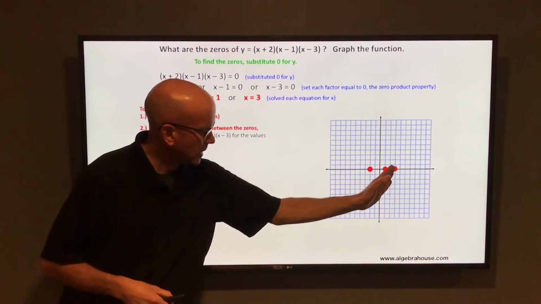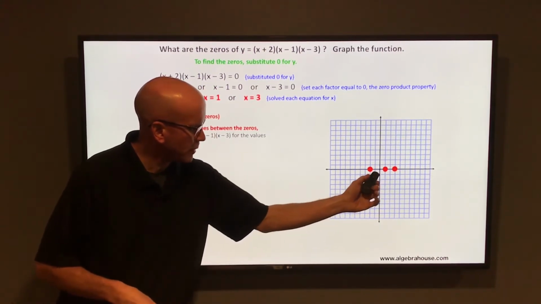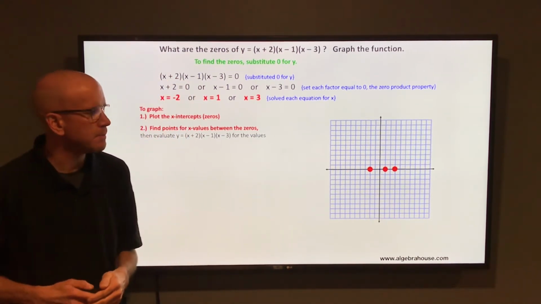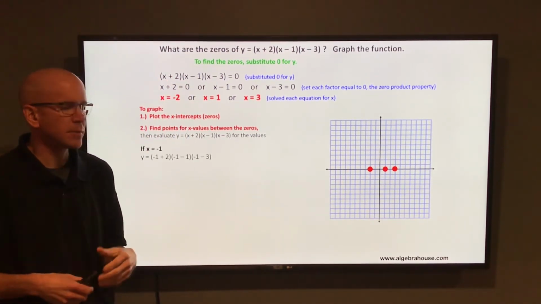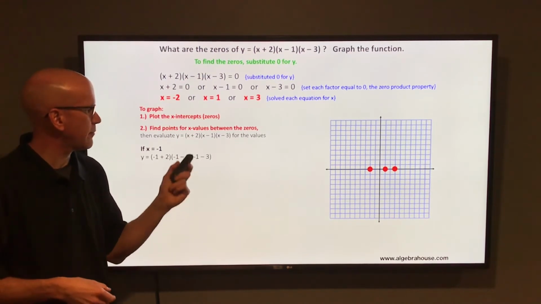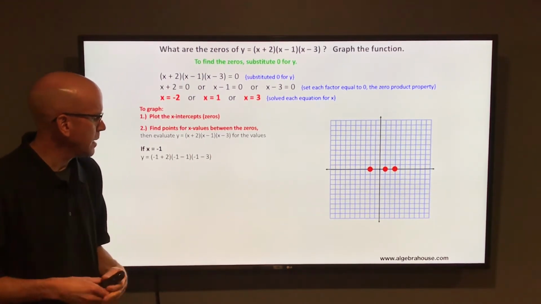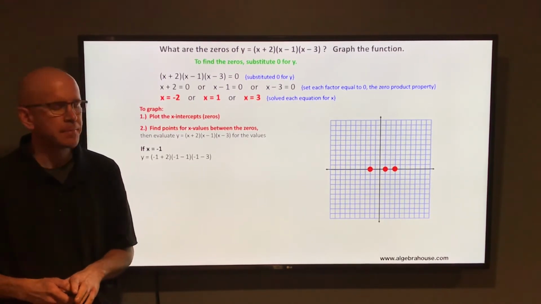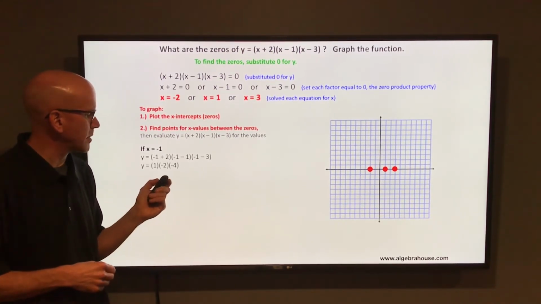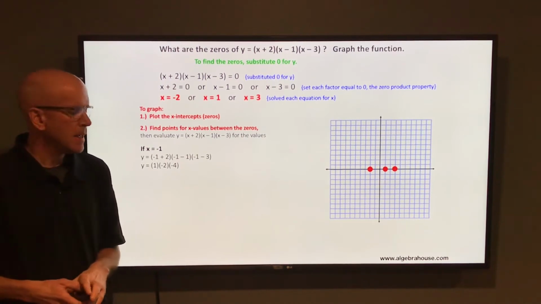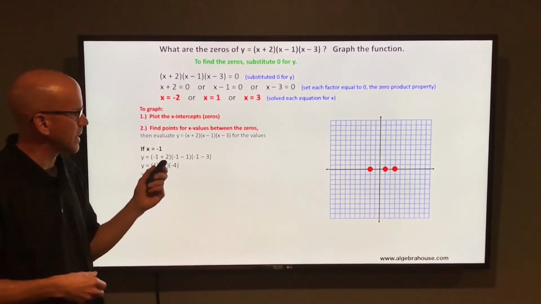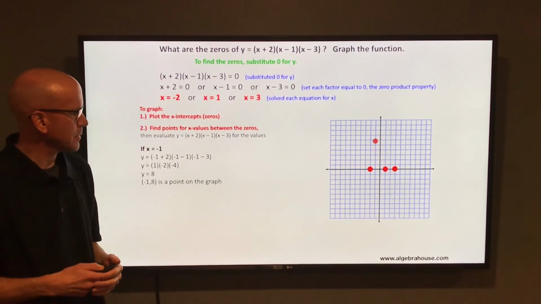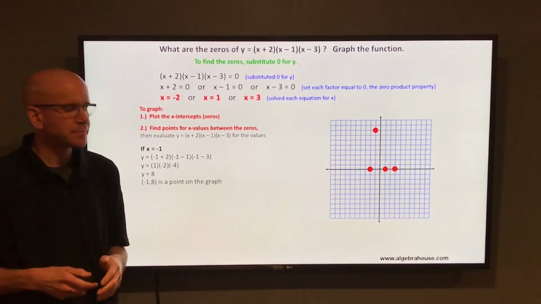So determine x values between the zeros. For example, you might go with x being negative 1, with x being 0, or with x being 2. And then substitute those in. We're going to start with negative 1. If you substitute negative 1 in for x into that equation, you'd have negative 1 plus 2 times negative 1 minus 1 times negative 1 minus 3. Then work through that. It's going to be 1 times negative 2 times negative 4. And that is going to be positive 8. So when x is negative 1, y is 8. So go to the left 1 and up 8. Put a point there. There'll be another point on the graph.